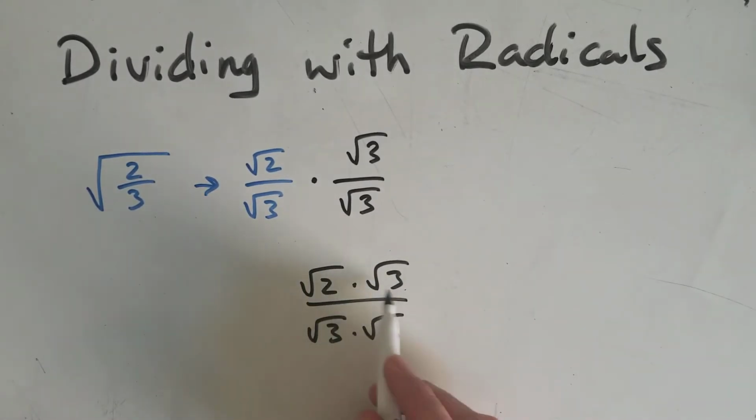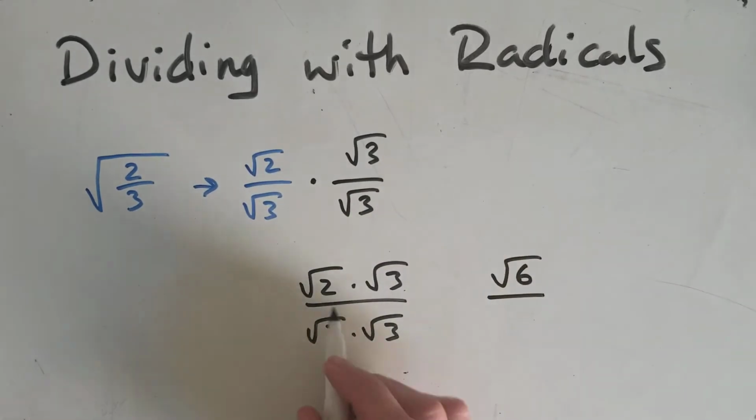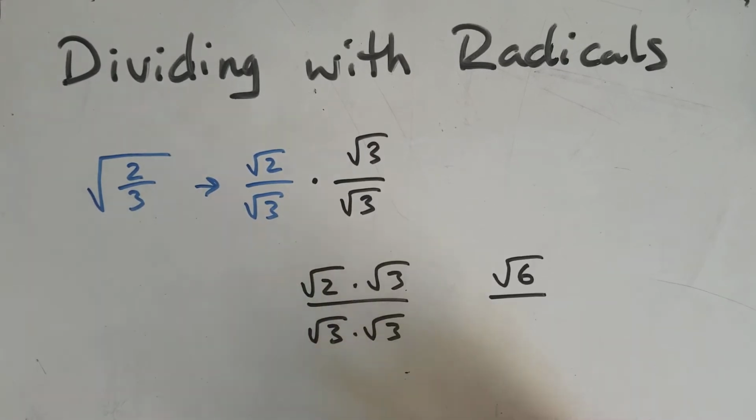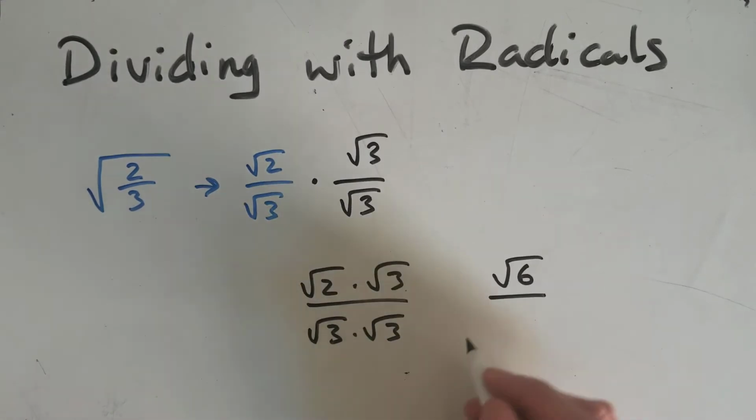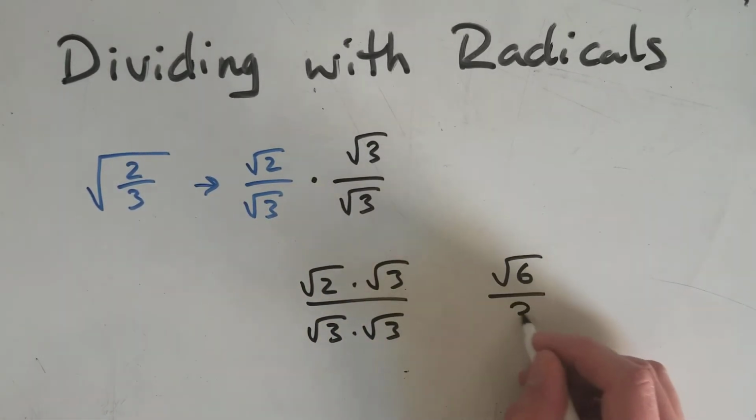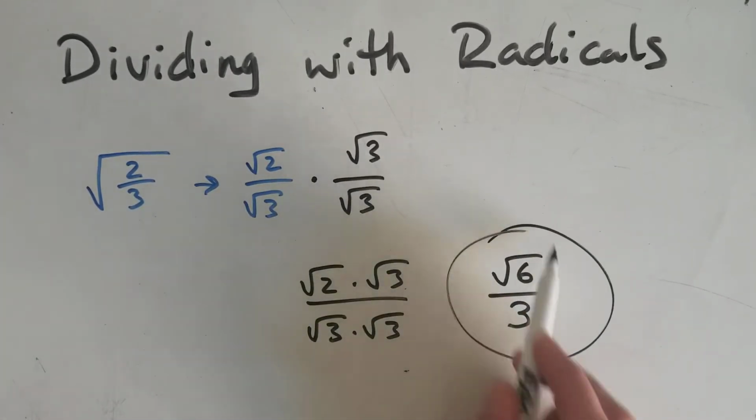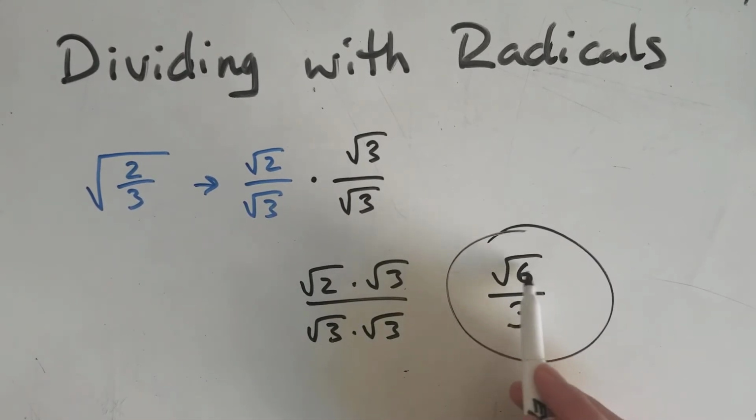Now on top, you can't really do anything. You're going to end up with the square root of 6. You can still use that multiplication of square roots property that we know. But on the bottom, the square root of 3 times the square root of 3, a couple ways to think about it. You could think of it like it's going to become the square root of 9, or you're going to be squaring the square root of 3. Either way, you should end up with this being 3 down here. And now if you look, the denominator has no radicals. There's no fraction underneath the radical up here.